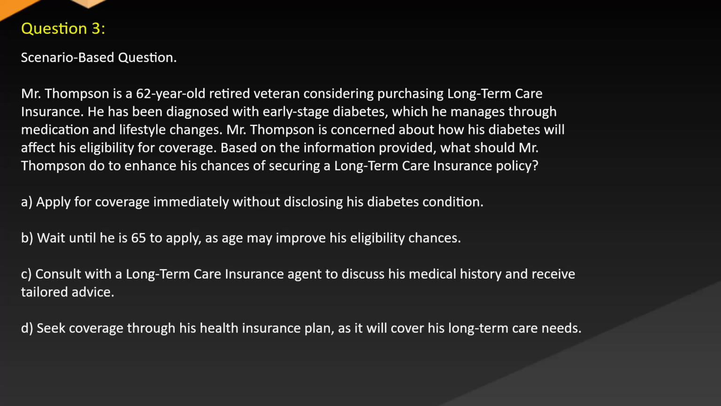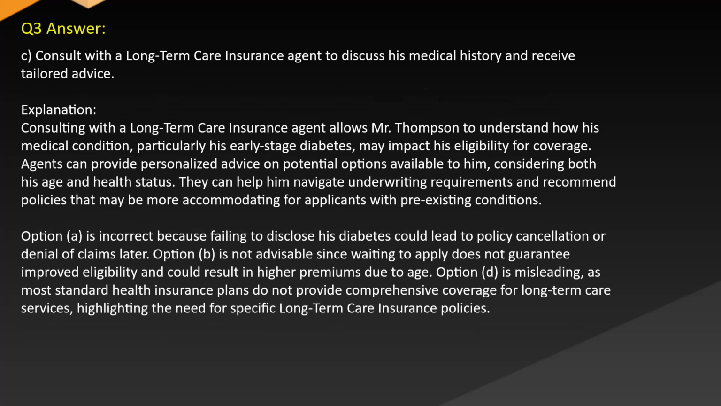A. Apply for coverage immediately without disclosing his diabetes condition. B. Wait until he is 65 to apply, as age may improve his eligibility chances. C. Consult with a long-term care insurance agent to discuss his medical history and receive tailored advice. D. Seek coverage through his health insurance plan as it will cover his long-term care needs. Answer: C. Consult with a long-term care insurance agent to discuss his medical history and receive tailored advice.